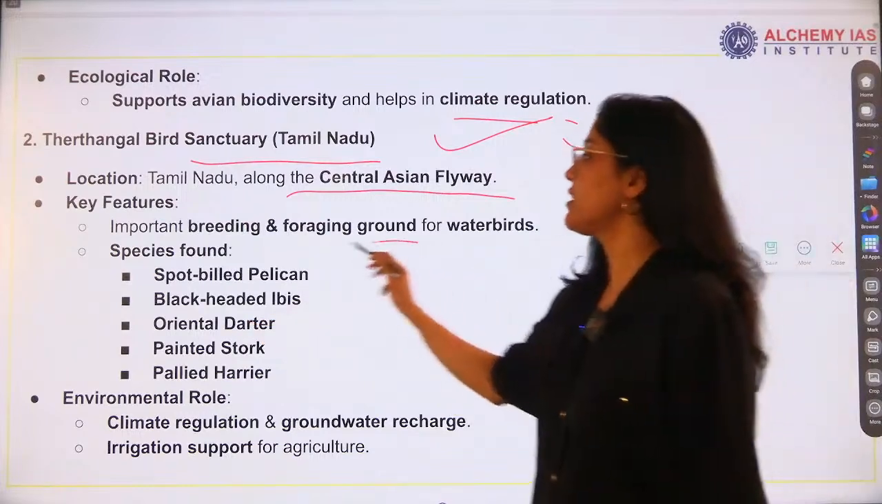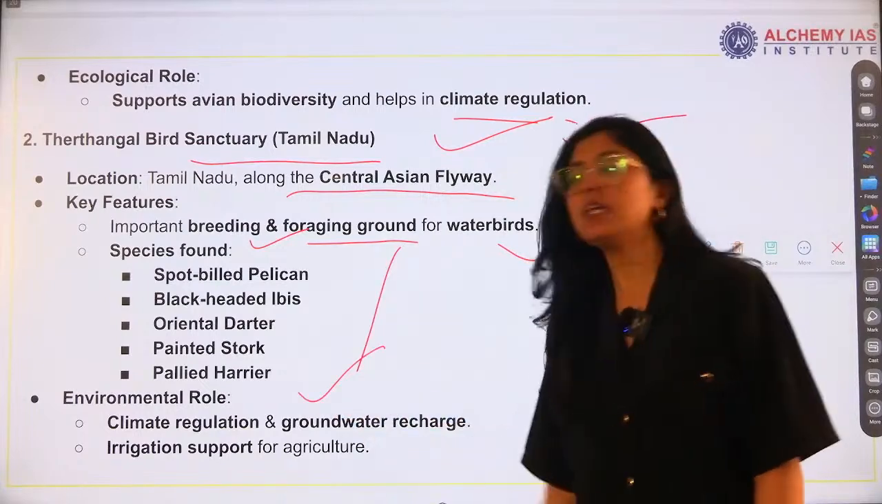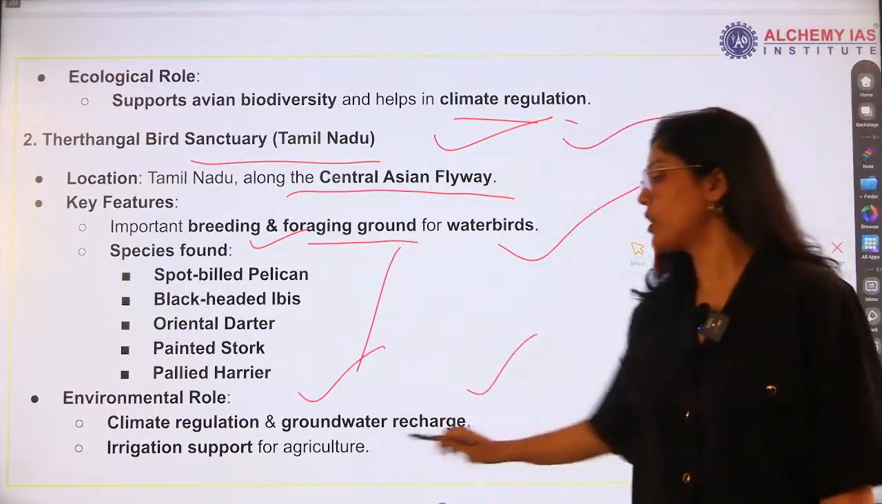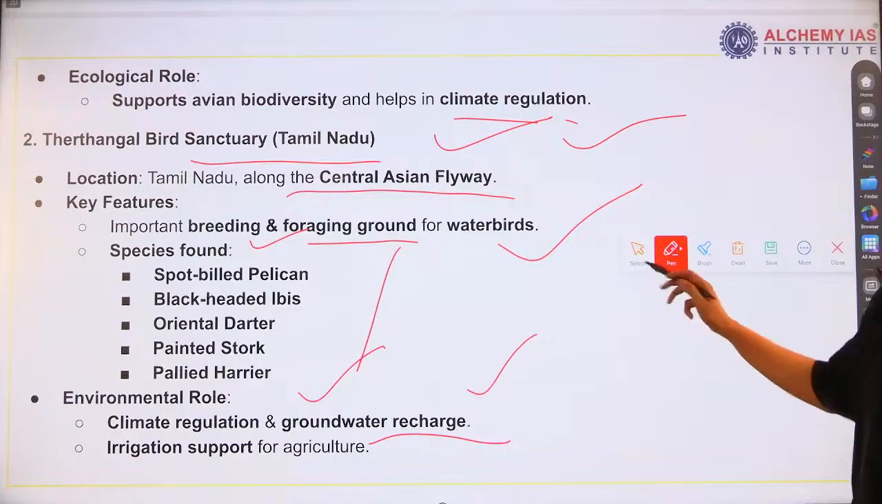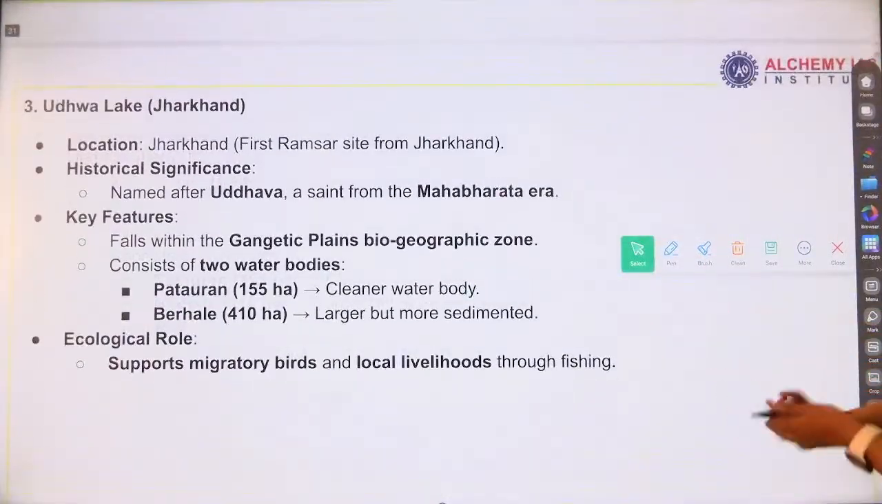Okay. Next is key features. What are they? Breeding and foraging ground for water birds. These are the birds. And environmental role is what? Climate regulation, groundwater recharge, irrigation support. Next is Udwa Lake. It is in Jharkhand.